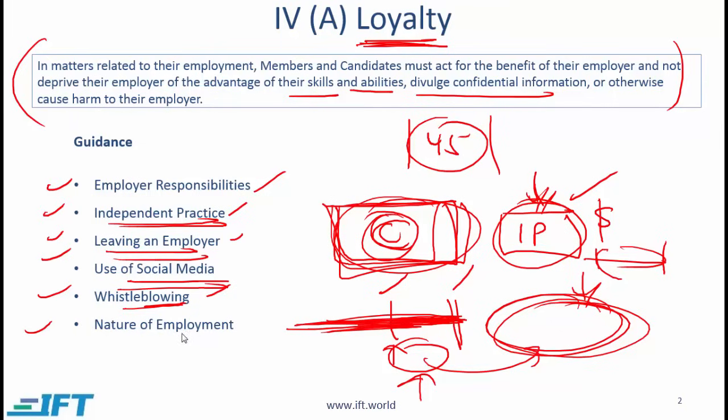Nature of employment. The point here is fairly straightforward. You need to understand the nature of your employment. You might be employed as an independent contractor, or you might be employed as a full-time employee. You need to understand your role, you need to understand the terms and conditions associated with your employment, and you need to follow those terms and conditions.